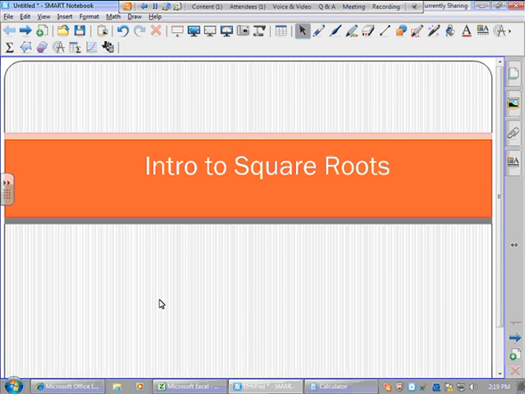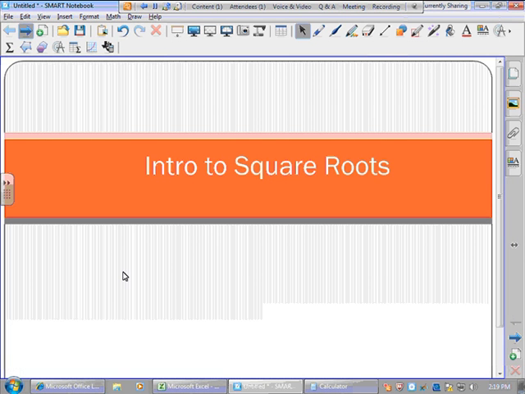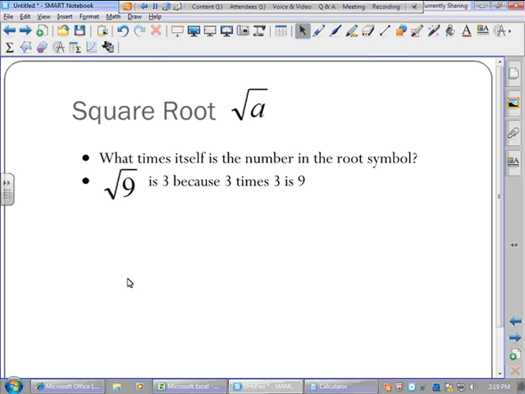This is a little introduction to square roots. This is the square root symbol. It kind of looks like a division, but it's not a long division. Remember, long division is like that, so it's not the same thing at all. And it's a completely different process.